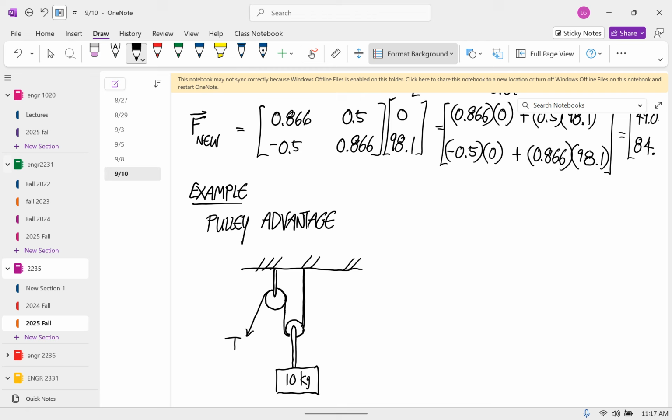Okay, so if there wasn't this hanging pulley here, and there was only a pulley attached to the ceiling, and you just had 10 kilograms attached to one side of a rope, and the rope went over, and then you were holding the other side, that T would be equal to the weight of the mass. So that T would be 98.1. Okay, but what we're going to see is that with this setup, to keep it in static equilibrium, that T is half of the weight. It's going to be 49.05.